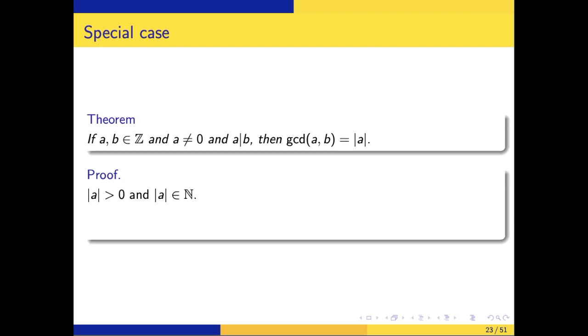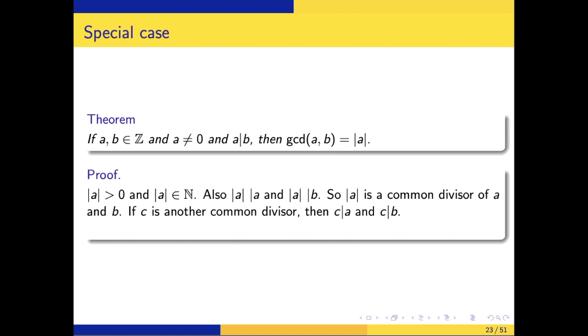We have a special case. If a and b are integers where a is not equal to 0 and a divides b, then the GCD of a and b equals mod a. The proof goes like this. Mod a is strictly positive and mod a is a natural number. Also, mod a divides a and mod a divides b. So mod a is a common divisor of a and b.